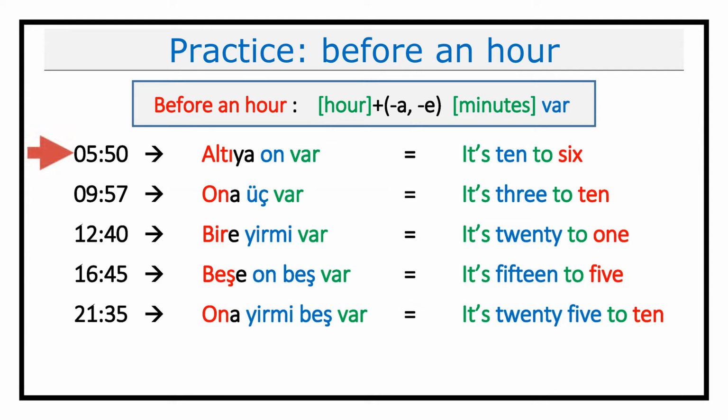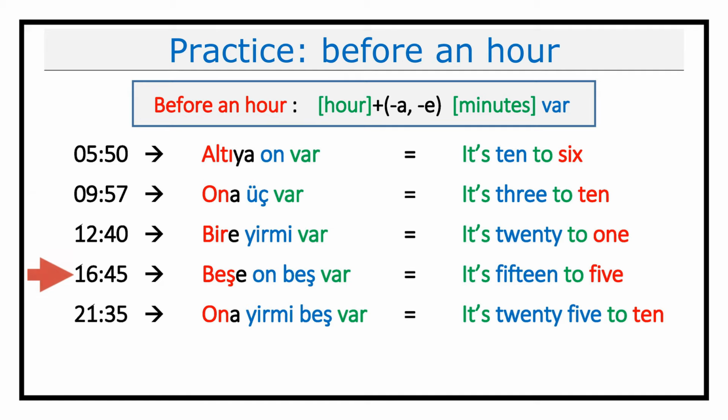6'ya 10 var. It's 10 to 6. 10'a 3 var. It's 3 to 10. 1'e 20 var. It's 20 to 1.